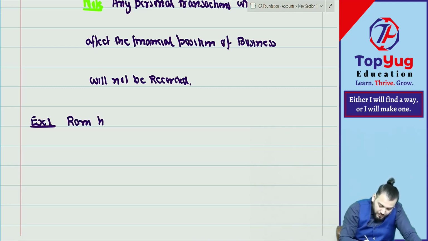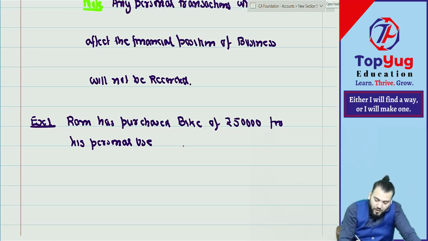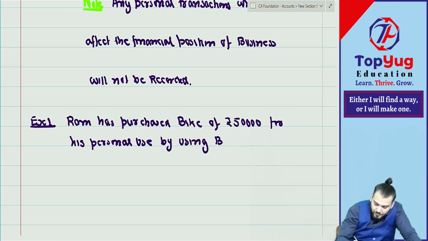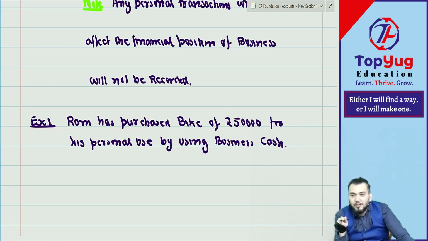Ram has purchased a bike of rupees 50,000 for his personal use by using business cash. Understood? Have you understood what I am saying? So Ram has purchased a bike of rupees 50,000 for his personal use by using business cash.